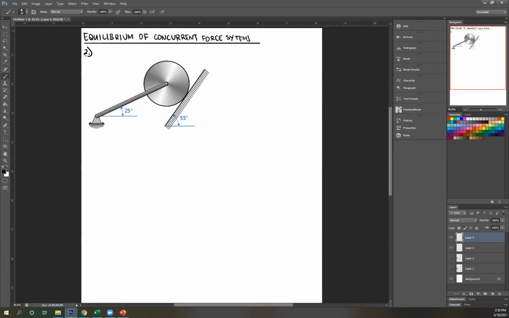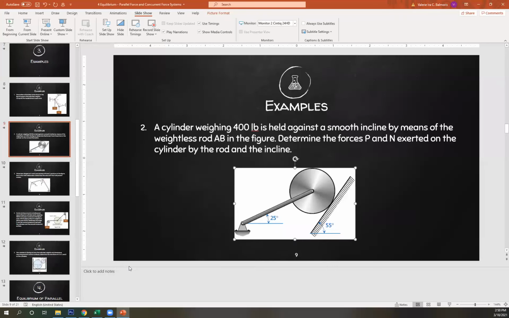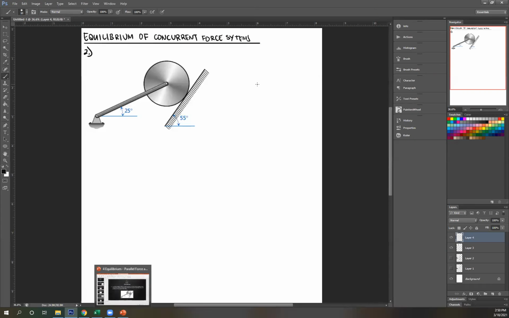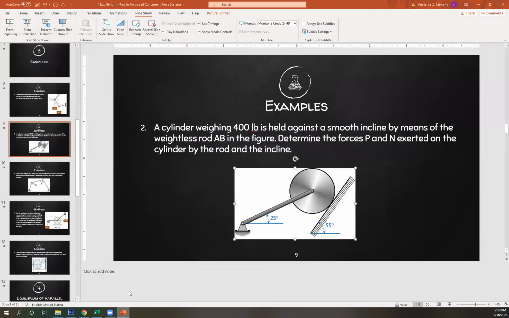So number 2. So once again, create your free body diagram. Now take note, this has a weight, cylinder. So my object in question is the cylinder, right? Since force P and N are exerted on the cylinder, the one experiencing the force is the cylinder, so that's my point. You have a weight of your cylinder, and remember weight is always downward. So draw that downward, 400 pounds.